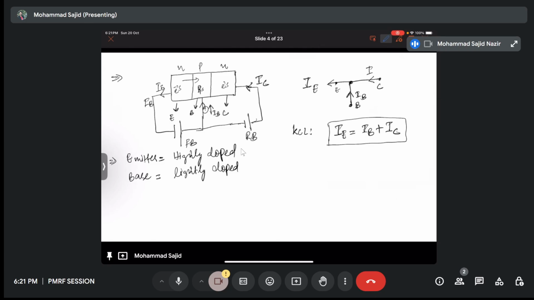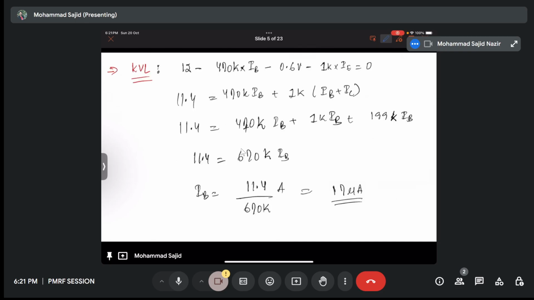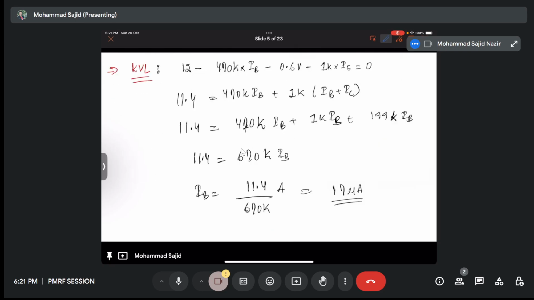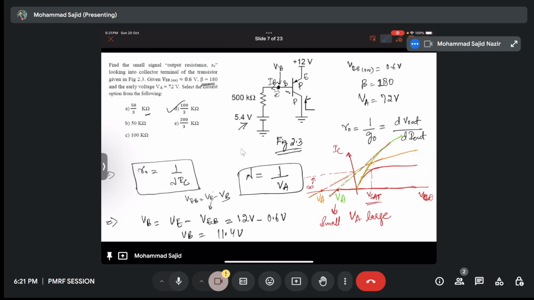From the KCL, it's understood that emitter current, which is the injection current or supply current, should be equivalent to base current plus collector current. Okay. Then we discussed finding the output resistance for the BJT.